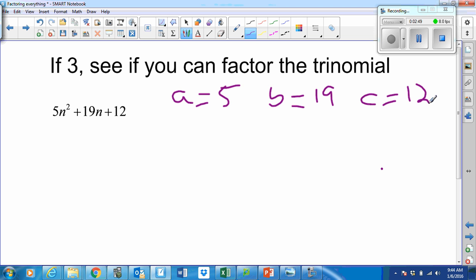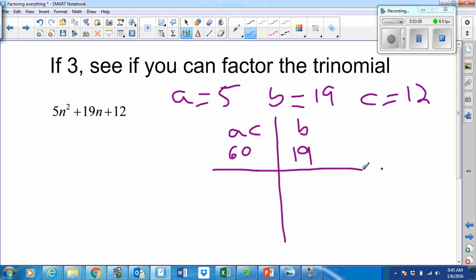So to figure out how to factor this, you're first going to say, what is A times C? And in this case, A times C is 5 times 12, which is 60. And now we're going to say, what is B? Well, B is 19. And so what you want to do is figure out what's going to multiply together to give you 60, that's going to add to give you 19, and you start guessing and checking.